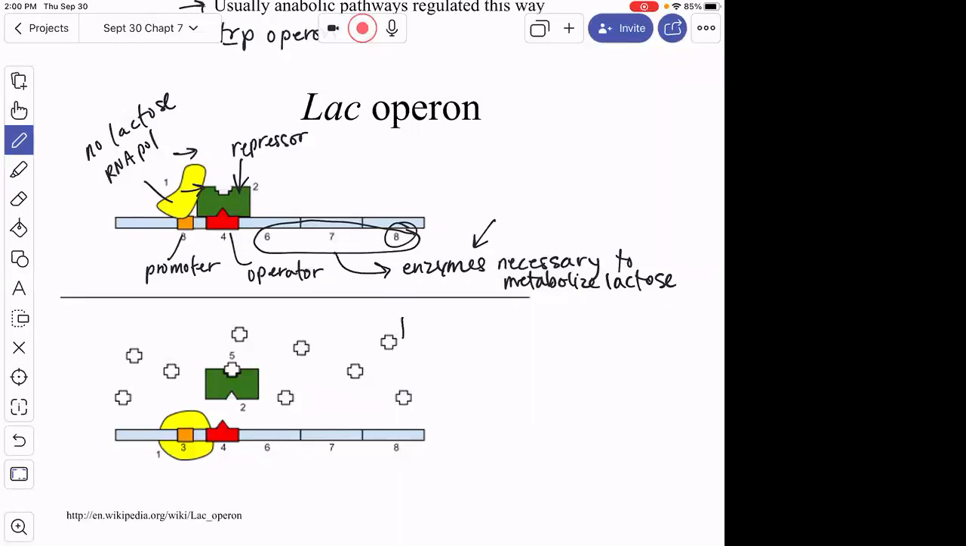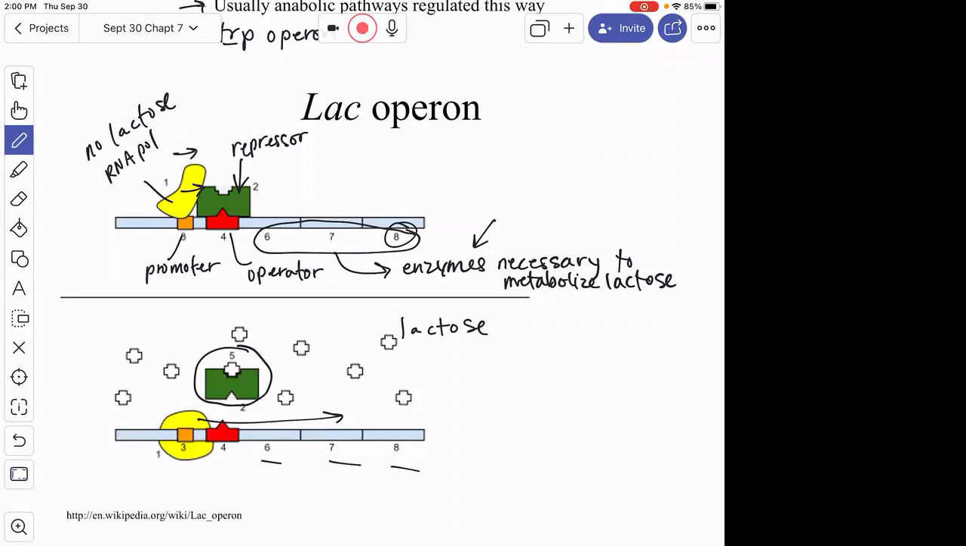So in the bottom here, these little floopy pluses, now there's lots of lactose in the cell. So it binds to the repressor to remove that from the operator region, and now the RNA polymerase can go through and transcribe those proteins here that are necessary to catabolize lactose. Okay, makes sense. It's actually not quite that straightforward because there's another layer there.